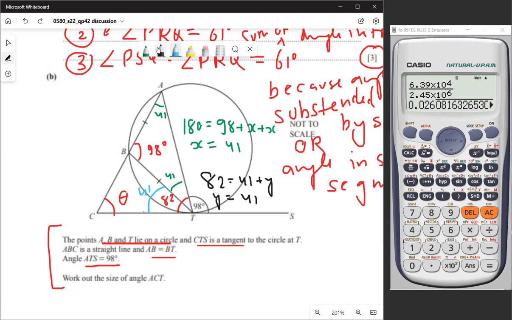It's a straight line, ABC. If it's a straight line, then this must be 180 degrees, equal to 98 plus k plus k. So what is k? Are you sure? It's 82. Now what is theta then?